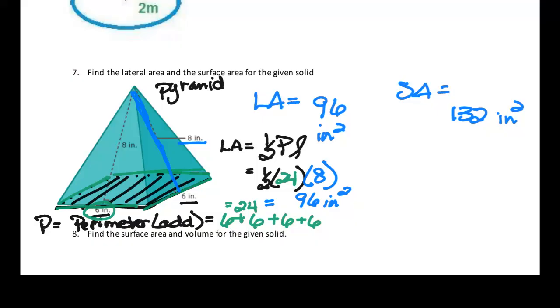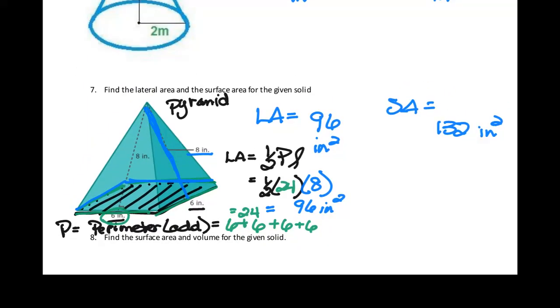Now that is just the sides. Now you're like, well, what about the base? Well, we only counted the perimeter, okay? Only this distance around times the height. We didn't actually find the area of the base. So then surface area of this pyramid is 1/2 times the perimeter times the slant height plus capital B.